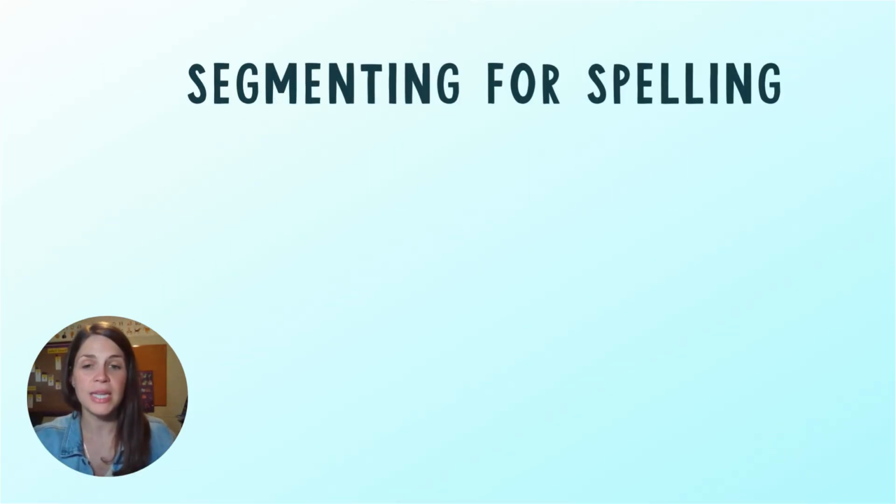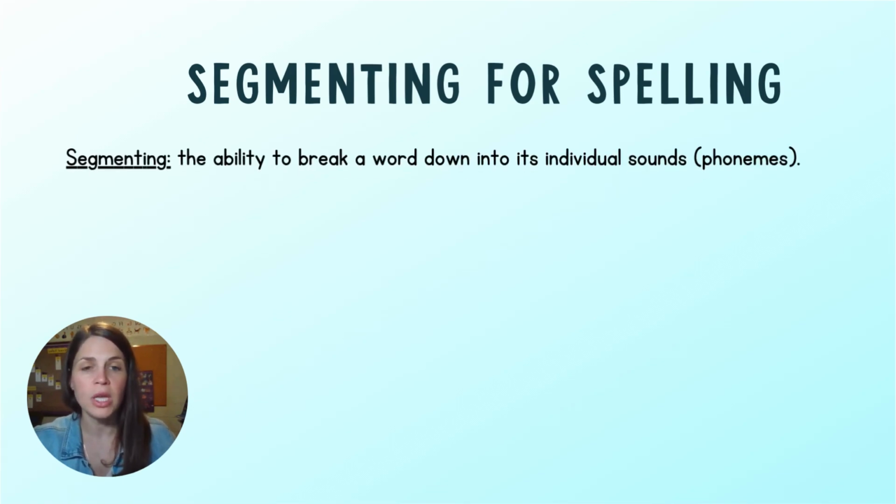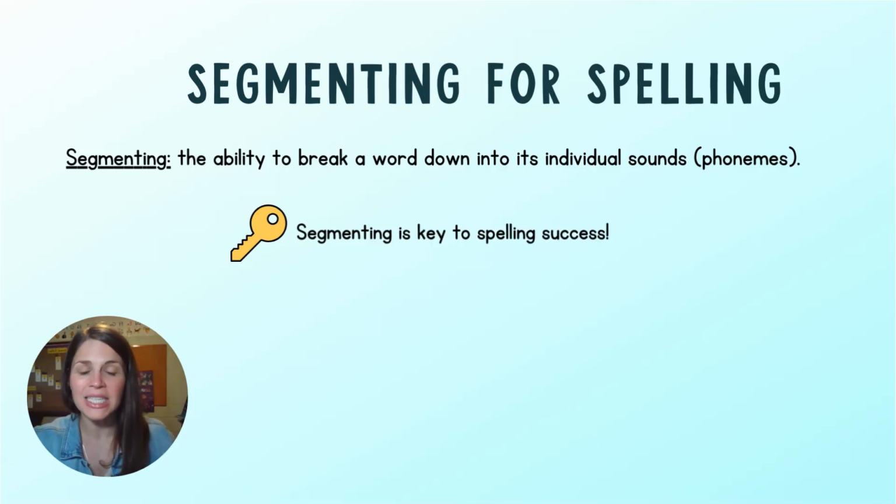So, our procedure today involves segmenting for spelling. And in order to understand that, you need to know what segmenting is. That is the ability to break a word down into its individual sounds or phonemes. Remember, phoneme is an expert term for sounds. Okay, and so segmenting is really key to spelling success.